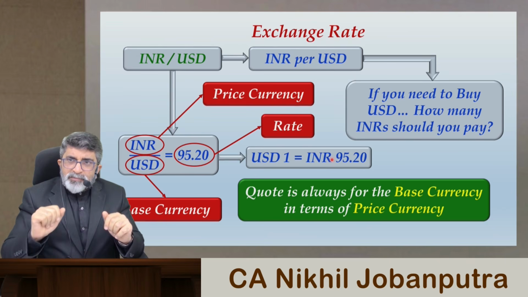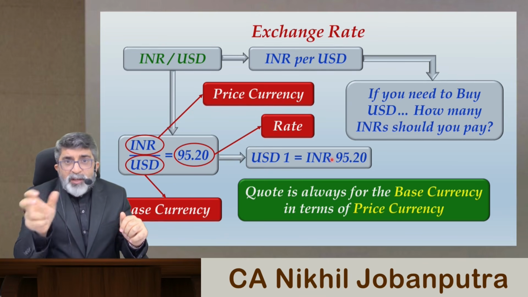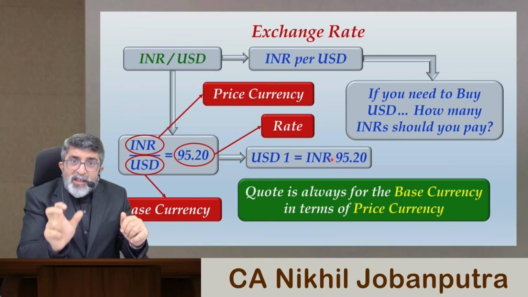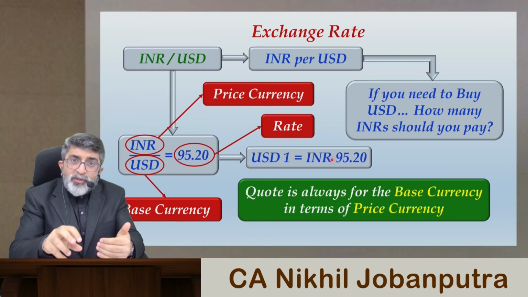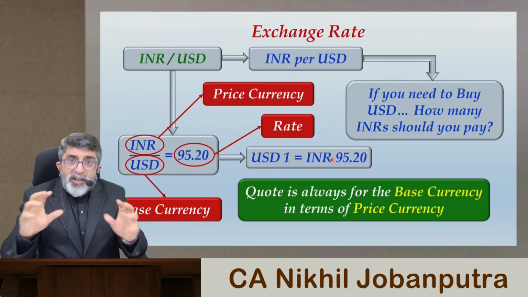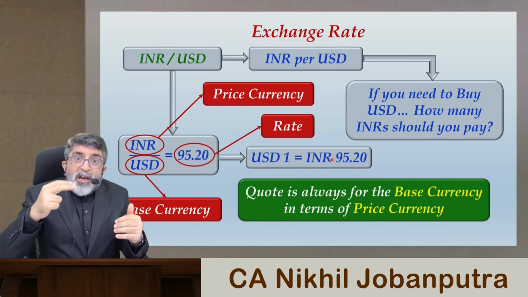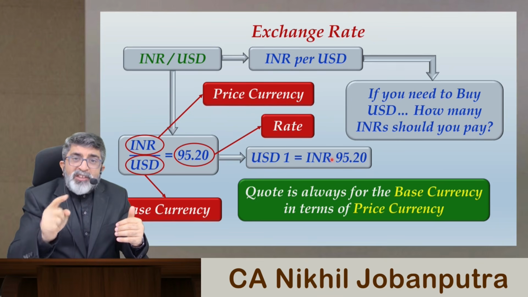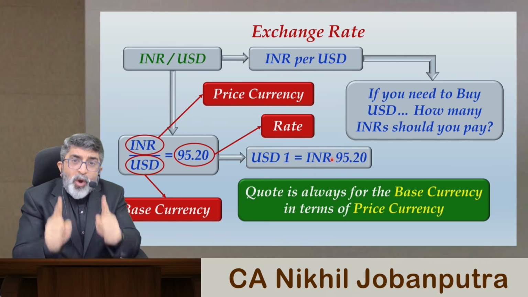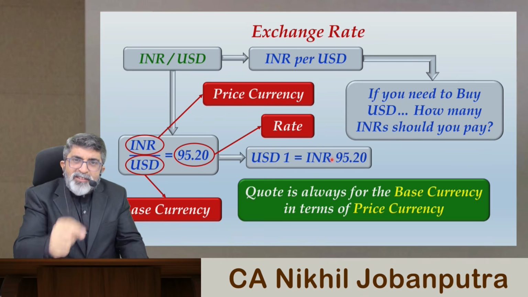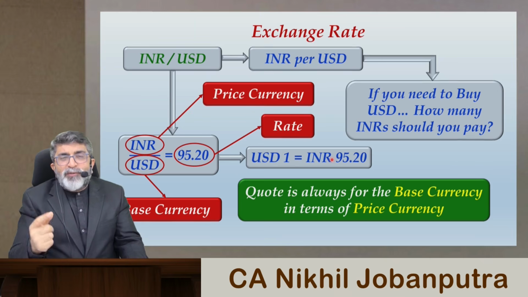So imagine this way, you go to the exchange dealer who has quoted 1 USD in terms of INR. So USD is behaving like a commodity and the price for that is quoted in terms of Indian rupee. Imagine US dollar is something lying with the exchange dealer that you want to buy, and the INR that you have to pay in exchange is the money in your pocket. So whatever behaves like money is the price currency, whatever behaves like a commodity is the base currency. Quote is always given for the base currency in terms of the price currency.